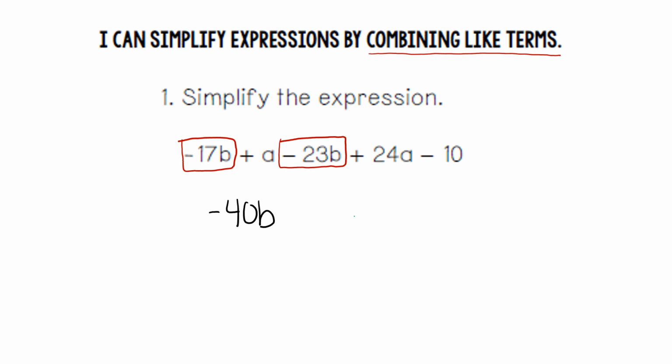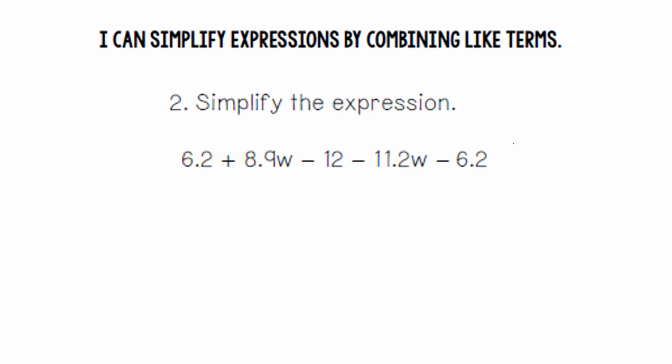Now, we can also combine the plus 1a, it's not written there, but it's a 1, and the plus 24a. 1 plus 24 gives us 25a. The minus 10 is by itself. There's no other regular numbers, and so the minus 10 stays the same. Again, we're only focusing on combining like terms.